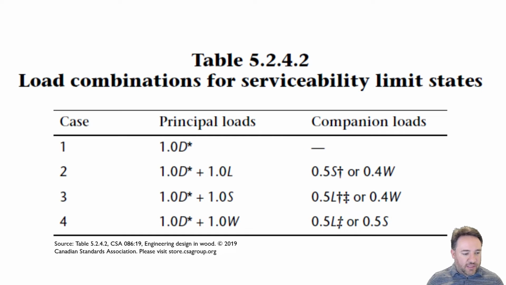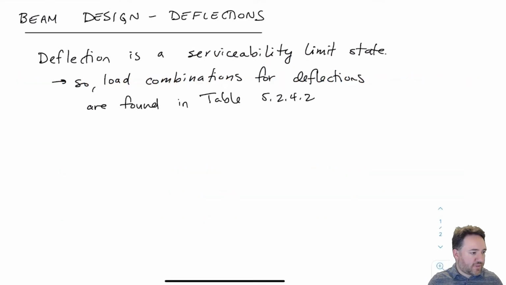This is from the O86 standard, which is basically copied from the NBCC, the National Building Code. And you can see that all of the load factors for the principal loads are all 1.0, so they're not factored up. And we still add companion loads, but we do them with either 0.5 or 0.4. So when we're trying to calculate the deflections to compare our deflection limits against, we're going to use these loads, which are different than the loads that we use for calculating our strength criteria. And that is the table where we find those load combinations.